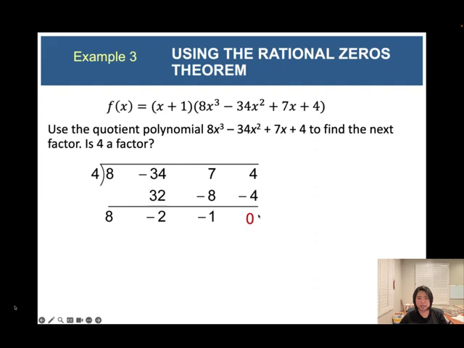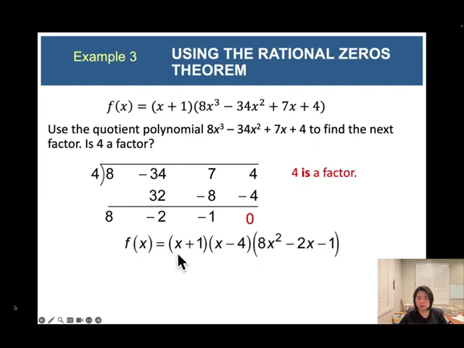Okay, we set it equal to 0 again. So we know 4 is a factor. So now my f of x becomes x plus 1 and x minus 4. And then what is this quotient? That will be x squared minus 2x minus 1. Okay, we factor out. Make sure you keep the previous factors, x plus 1 and x minus 4, and then the quotient.